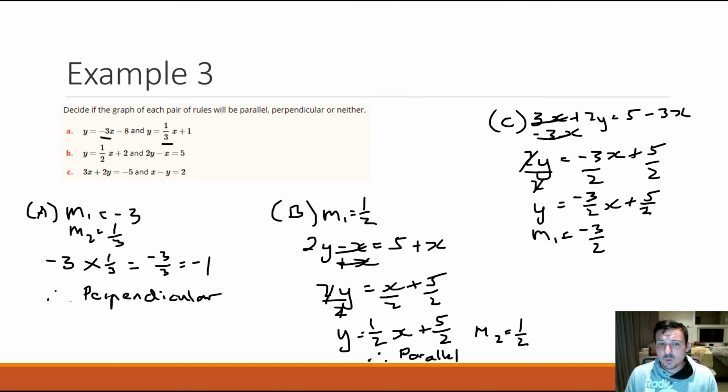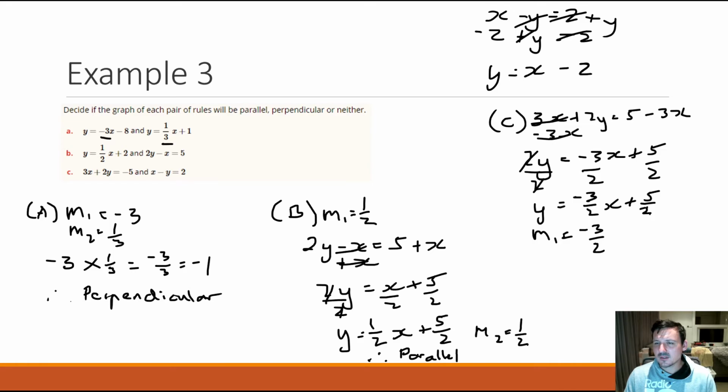So for the second one, we have x minus y equals 2. I'm probably going to run out of space, so I'm just going to put it up here to make it easier. I'm going to add y to both sides. I'm also going to minus 2 from both sides, so I'm doing a double thing here to cancel out on each side. And what we should get is y equals x minus 2, so m2 must be 1.